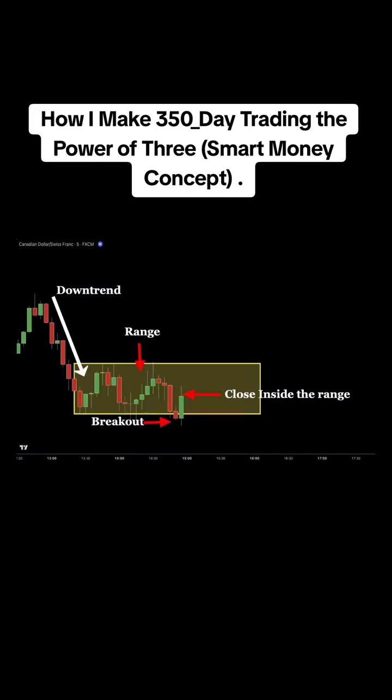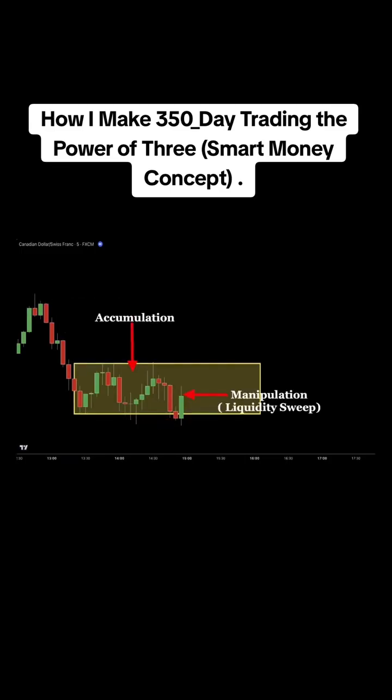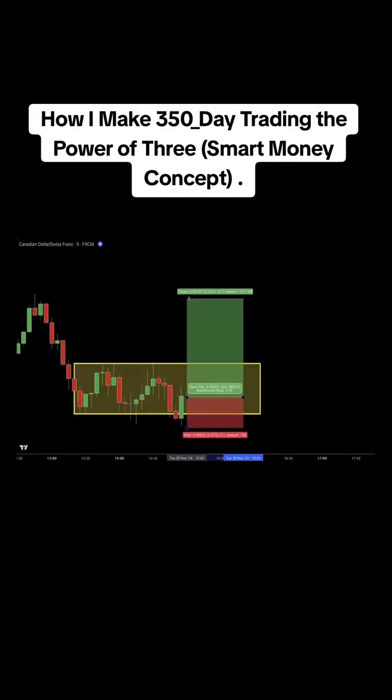As a smart money trader, you recognize this as a classic bullish power of 3 pattern. You can now see the 3 phases: accumulation, manipulation, and the potential for a markup, which is the acceleration phase. Here's how to trade it. Enter at the close of the candle that closes back inside the range. Set your stop loss just below the candle that made the breakout. Your target is the next key resistance level.